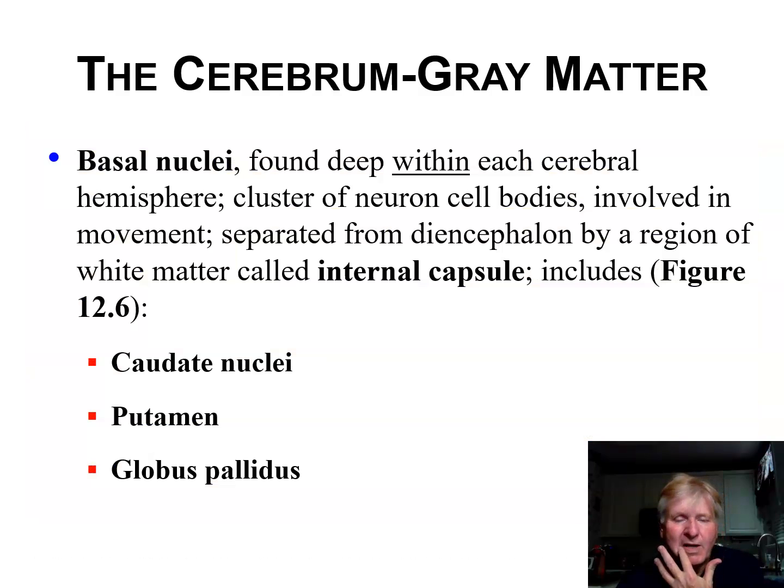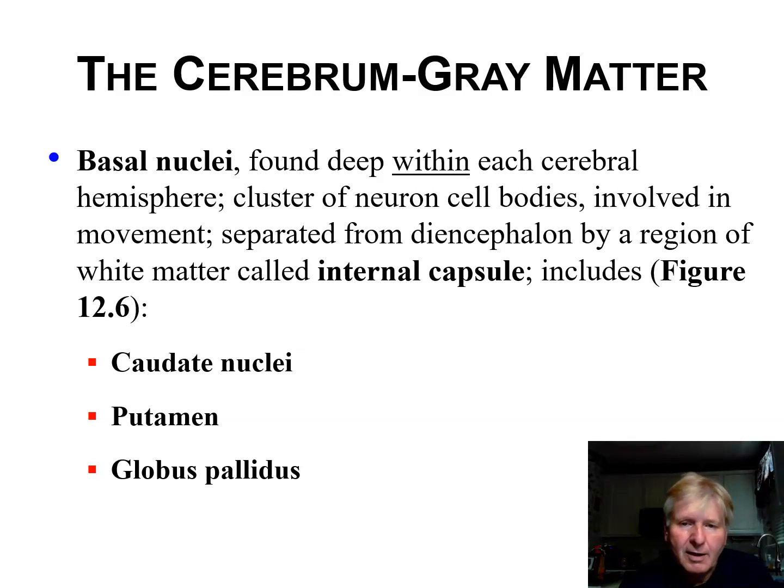Okay, now let's look at the cerebral gray matter. The basal nuclei are found deep within each cerebral hemisphere. They're clusters of neuron cell bodies involved in movement. They regulate movement. Movement is initiated by neurons in the primary motor cortex, but you also have unwanted movements that have to be filtered out so that you have a fluid movement in your voluntary command center in your primary motor cortex. They're separated from the diencephalon by a region of white matter referred to as the internal capsule.